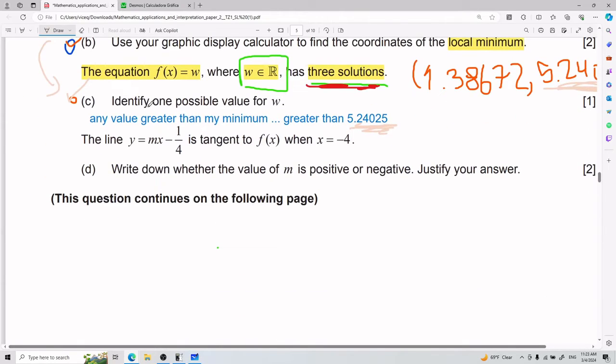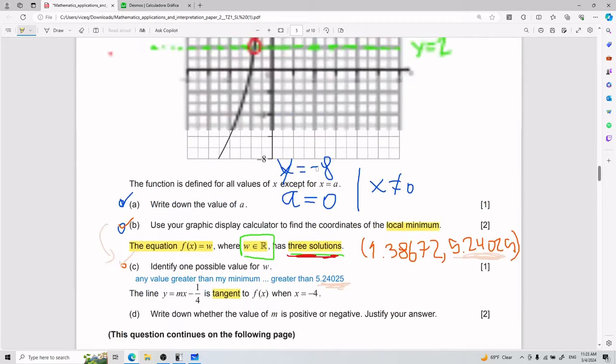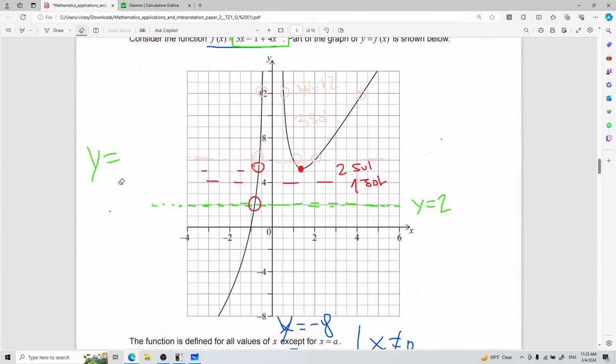They tell us that the line y equals mx minus 1 over 4 is tangent, keyword, tangent to f of x when x equals negative 4. Write down whether the value of m is positive or negative. Justify your answer. So here we need to clarify a little bit. What is even a tangent? Once we have that keyword ingrained in our brains, the intuition and everything, the answer to this next question is actually very easy.